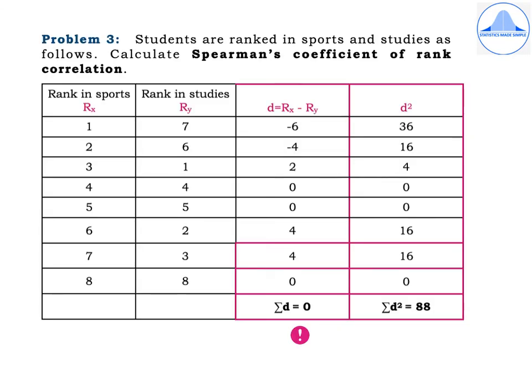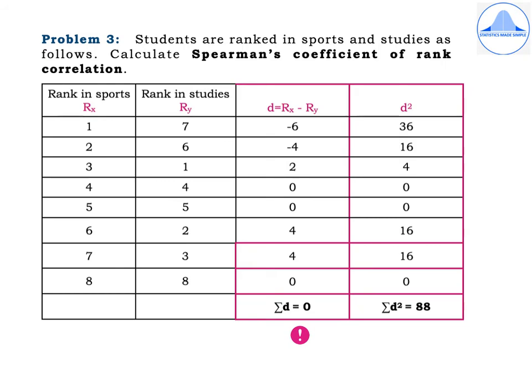Problem 3. Students are ranked in sports and studies as follows. Calculate Spearman's coefficient of rank correlation. In the first column, rank in sports 1, 2, 3, 4, 5, 6, 7, 8. Rank in studies 7, 6, 1, 4, 5, 2, 3, 8.